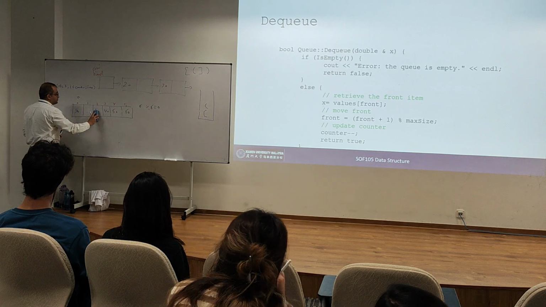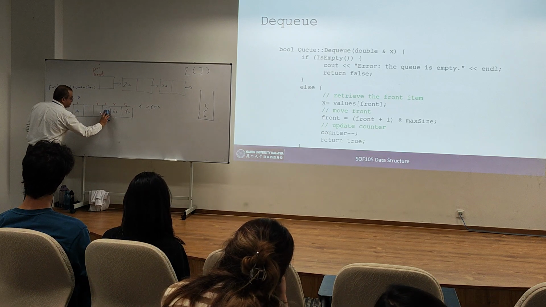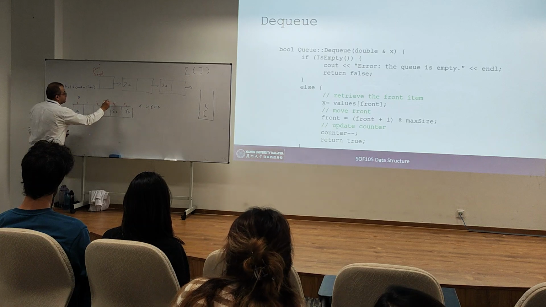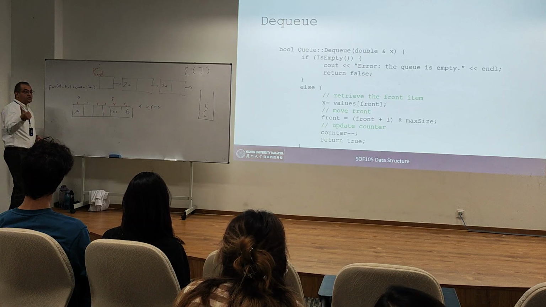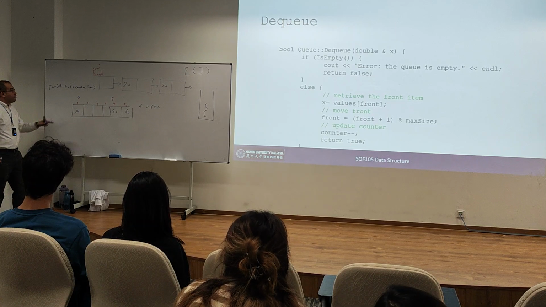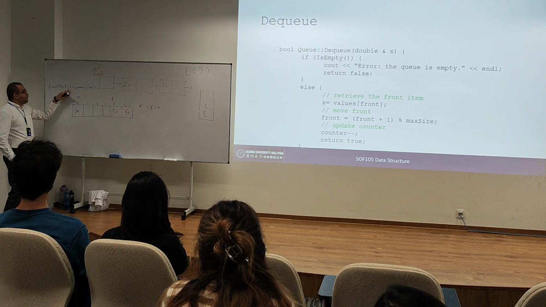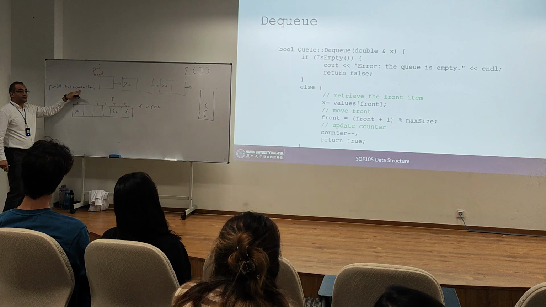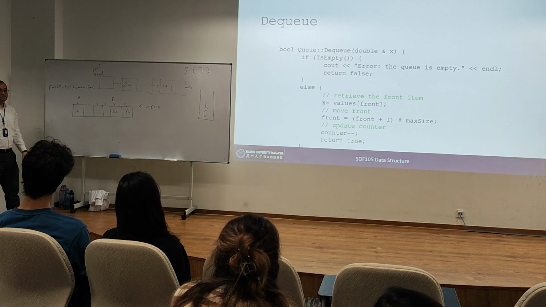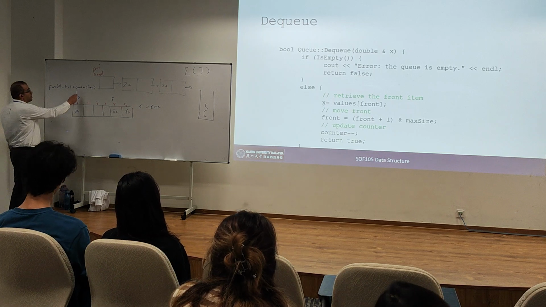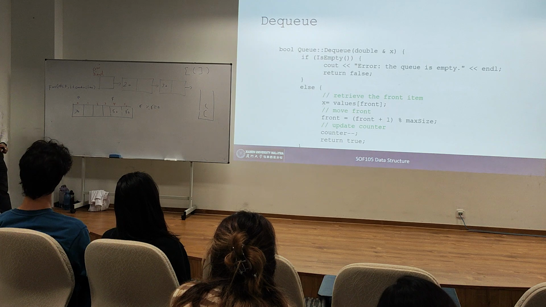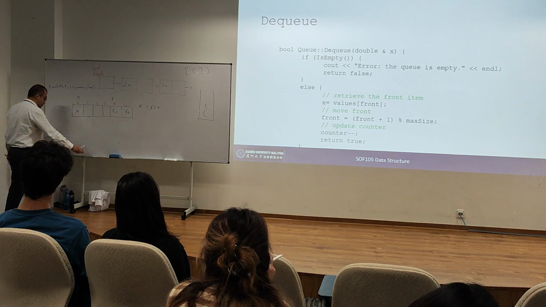Imagine the front is here. What's the value of front? 4. What's the value of counter? 3. Is 4 less than 3? No. Will I print anything? Condition, right or wrong? Wrong. What should I do? Give me a solution.